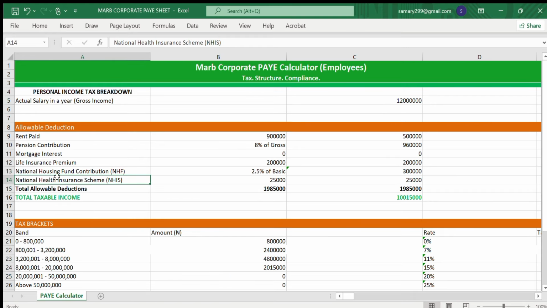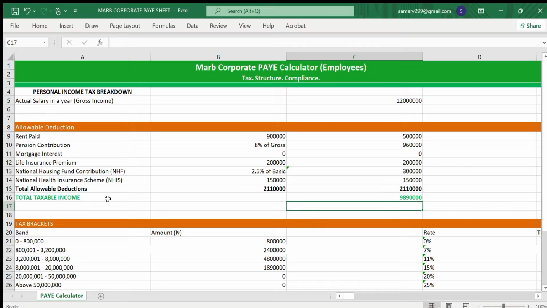National Health Insurance Scheme. So let's say you are contributing 150,000 this time around. Any amount you are contributing is what you're going to put in. You see, it has adjusted our total allowable deduction. The amount we cannot tax is now 2,110,000 naira. Then we see the balance.